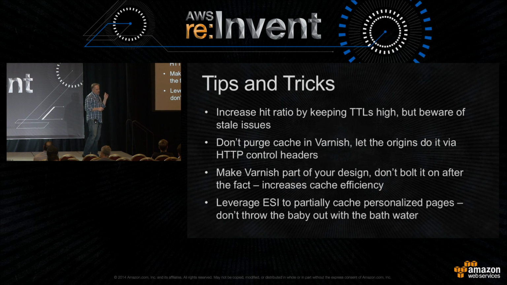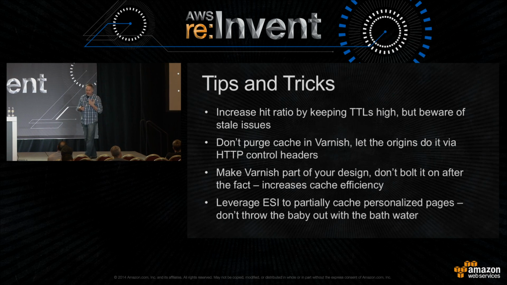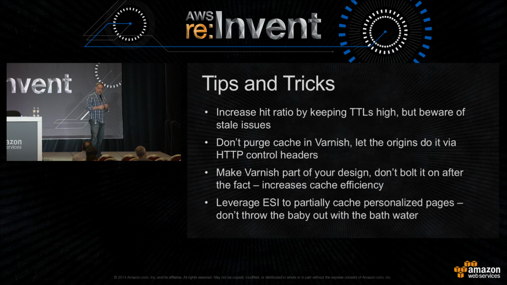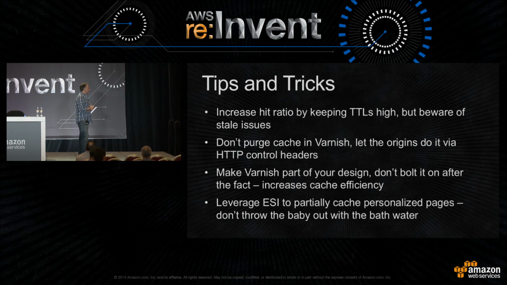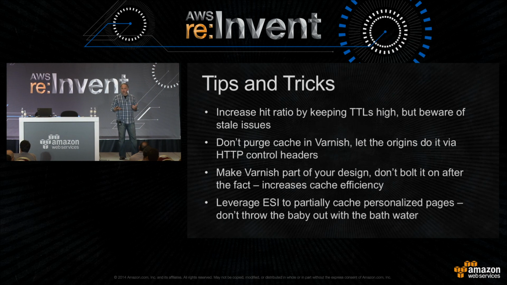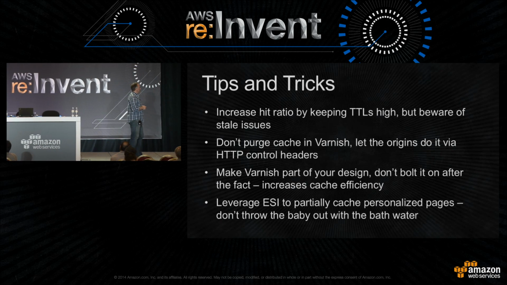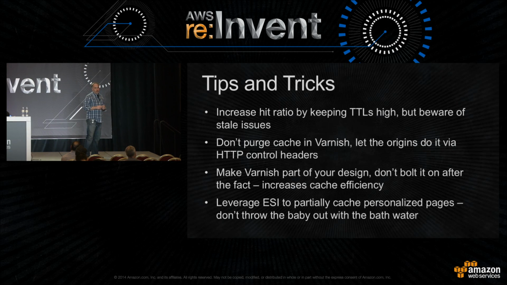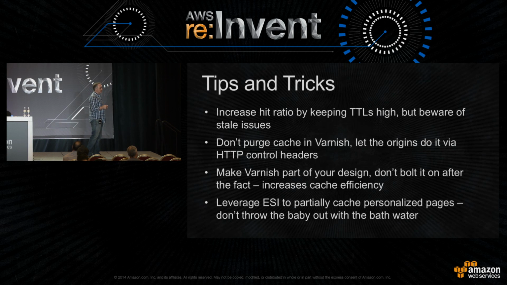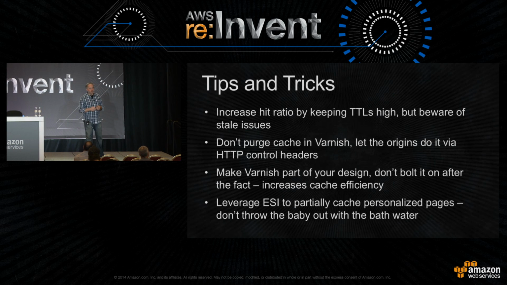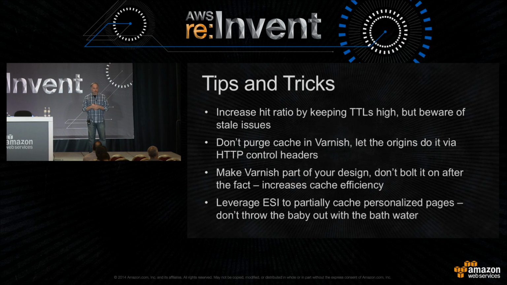There's this notion, I have a customer who calls it nuking. That's his colloquialism, I guess is the word. We call it cache eviction or invalidation, really. Best practice: don't purge your cache in Varnish. Don't call for purge. Even though you saw my example, that was an example for the VCL. Really, don't purge your cache in Varnish. Let your origins do it via HTTP control headers.